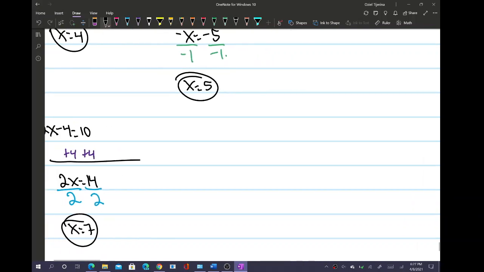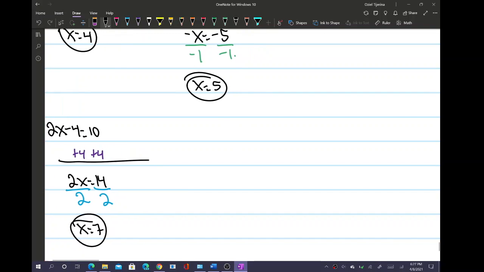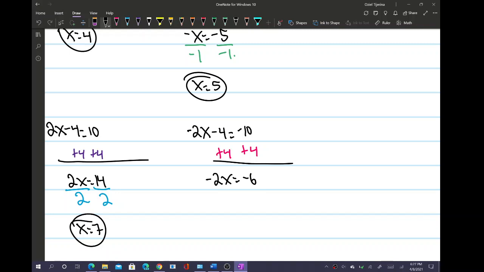And then they give you something where, for example, negative 2x minus 4 equals negative 10. You would do plus 4 on both sides. Negative 2x equals negative 6. You would then divide by negative 2 on both sides. You would get x equals 3, right?